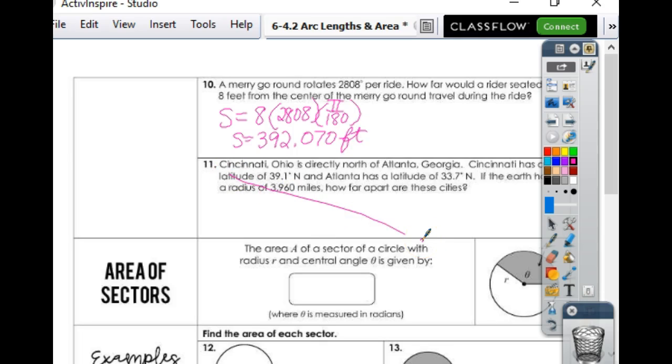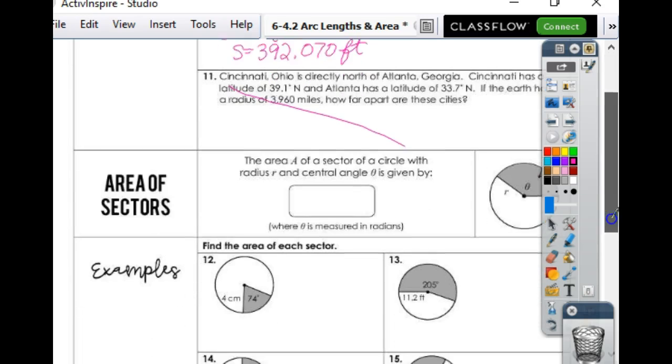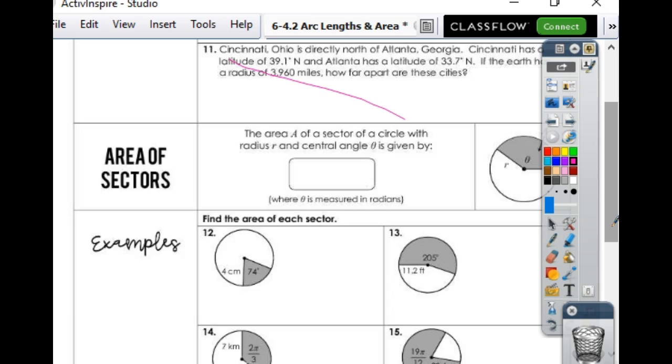Okay, so everybody okay? Okay, so one last thing then. So now we've talked about the length on the outside, the crust. Now we're going to do the inside, and the inside just follows area equals 1/2 r squared theta. And the theta still has to be in radians.